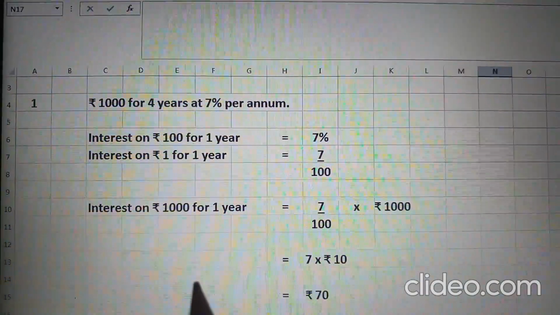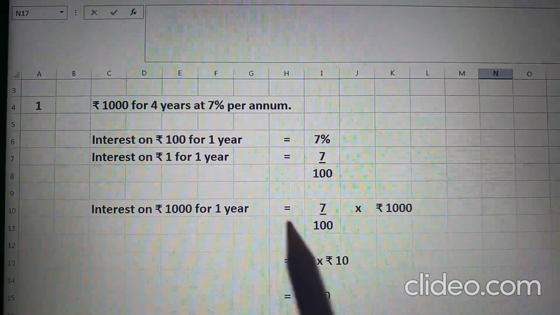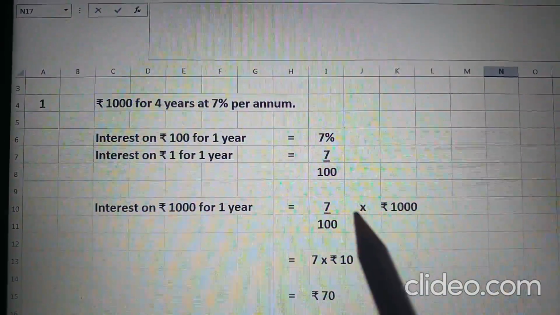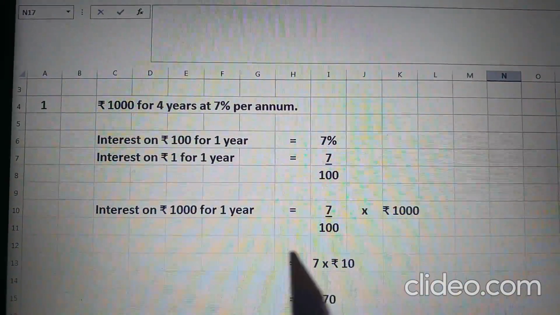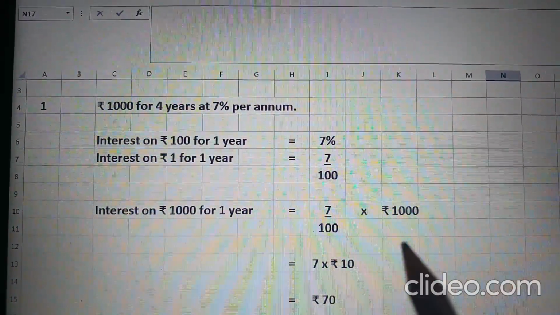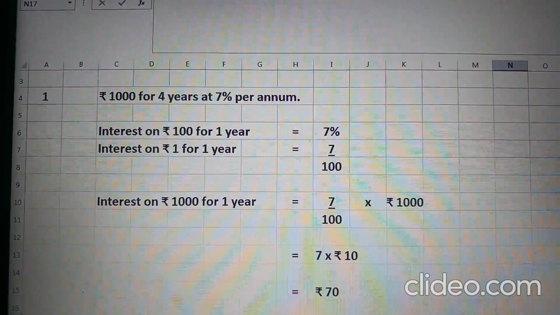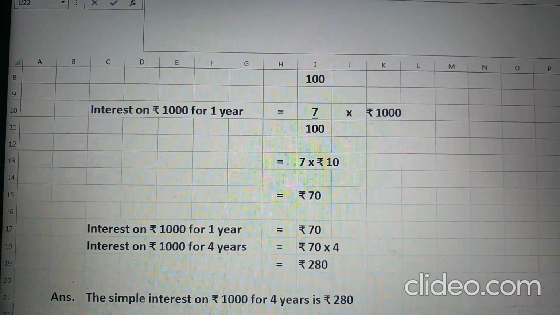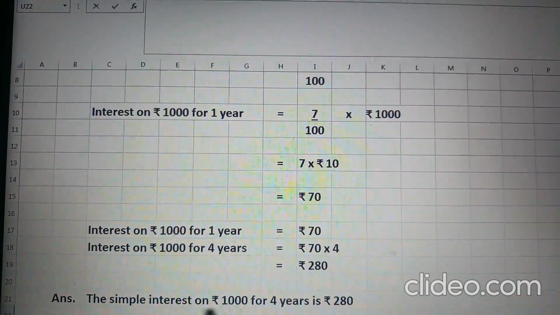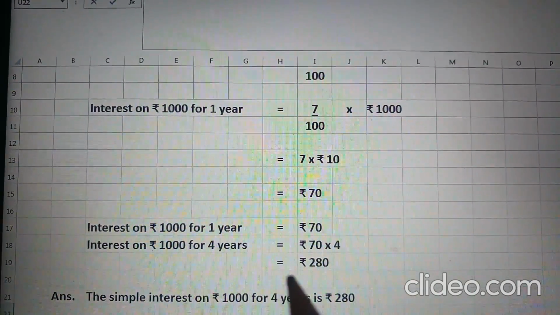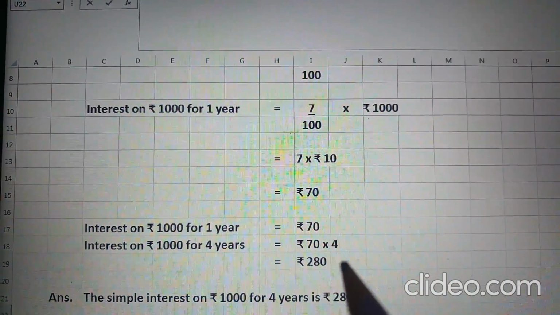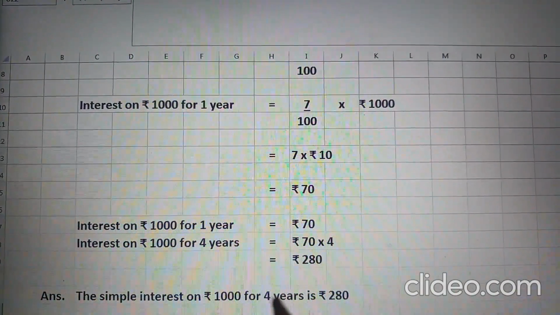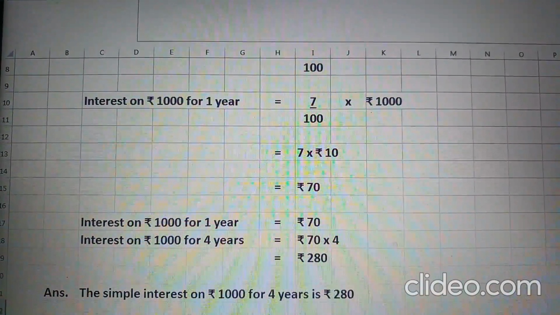Now let's do. Interest on ₹100 for 1 year is 7%. Interest on ₹1 for 1 year is 7 upon 100. Interest on ₹1000 for 1 year is 7 upon 100 into ₹1000. When we cancel, we get ₹70. Therefore, interest on ₹1000 for 1 year is ₹70 and interest on ₹1000 for 4 years will be ₹70 into 4, equal to 280. Therefore, the simple interest on ₹1000 for 4 years is ₹280.